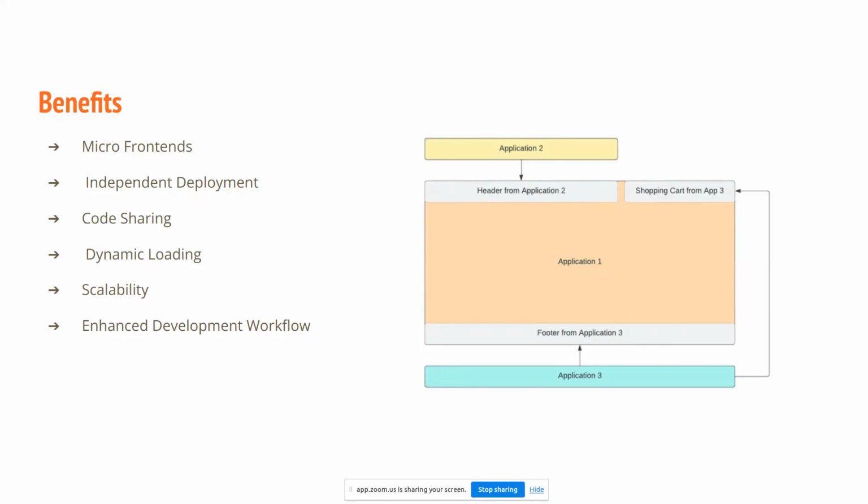The next advantages are scalability and enhanced development workflow. So imagine there is a large application and it has numerous features like chat, notification, analytics, etc. Each team will work on a particular set of features as an individual application, and that will be together constituting a large scale application. So this feature will help in scalability as well as enhance the development workflow.